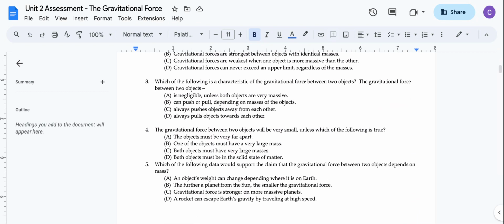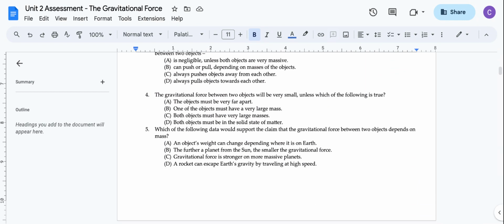3. Which of the following is a characteristic of the gravitational force between two objects? The gravitational force between two objects: A. is negligible unless both objects are very massive. B. can push or pull depending on the masses of the objects. C. always pushes objects away from each other. D. always pulls objects towards each other.